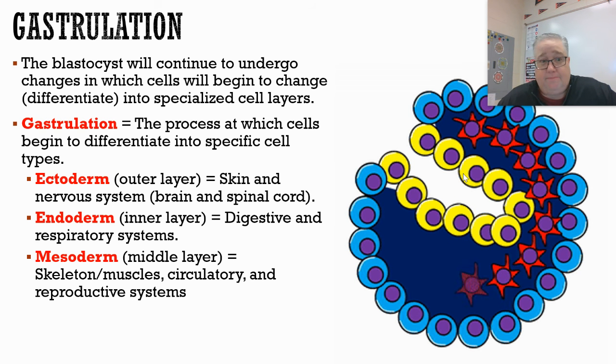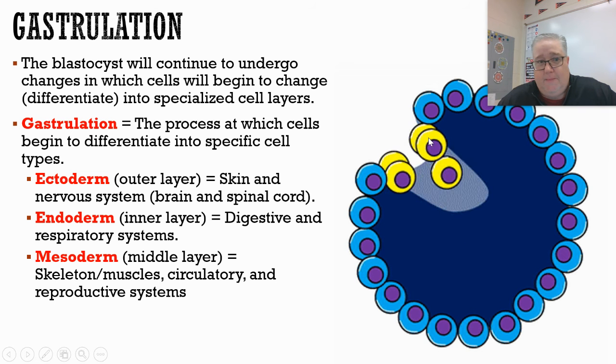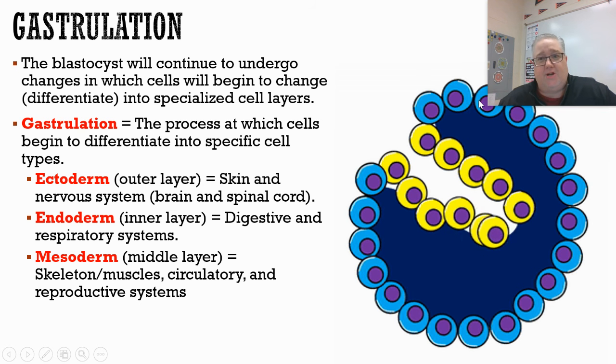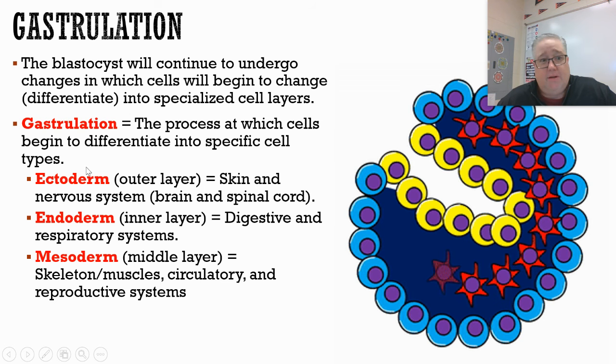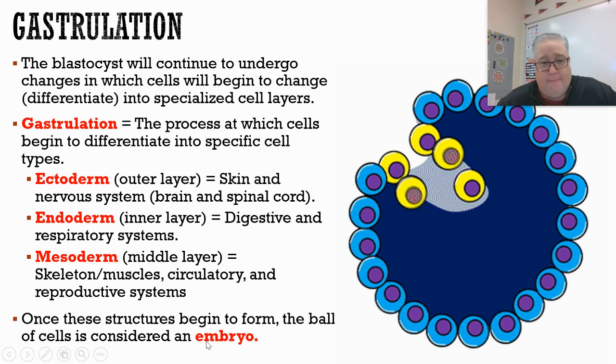That's the middle layer, mesoderm, and those things become the skeleton, the muscles, the circulatory system, and also the reproductive system of the baby. So again, every layer is going to eventually give rise to different types of cells. So make sure that we understand that, know what gastrulation is, and know what these different layers are eventually going to form.